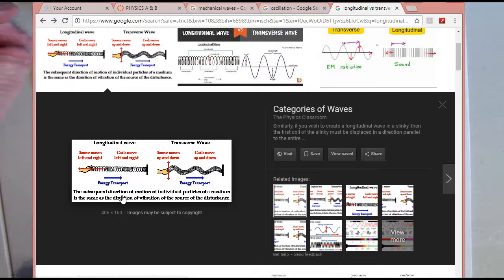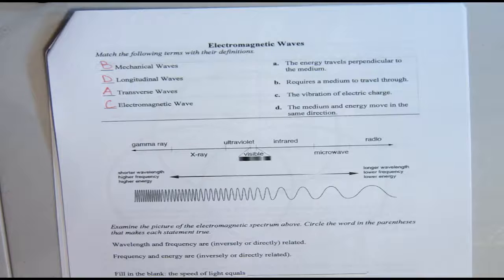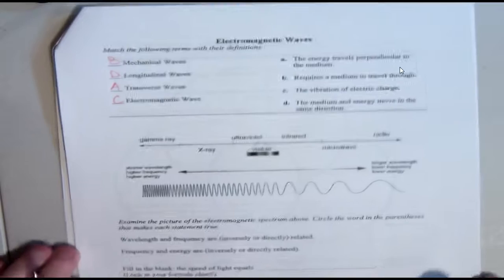Electromagnetic wave is the vibration of an electrical charge. And that's something you've seen, the picture 100 million times. So that is C. Awesome. So, you guys have that. So let's go back to the page.